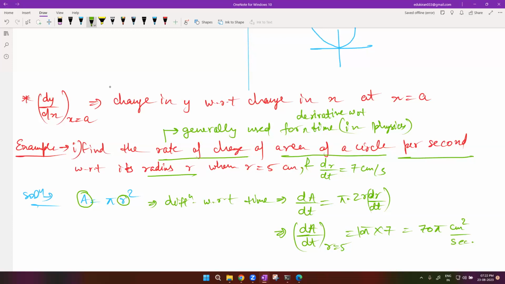You can also notice that there is an r here, so one centimeter is from here, and dr by dt is also in centimeter per second, right? So centimeter square per second. The unit is also right. So the rate of change of area, given the radius and the rate of change of radius per unit time, can be found out like this.